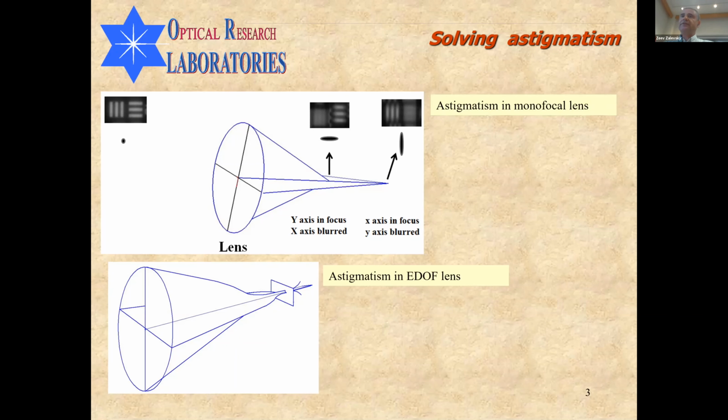Now, it is true that for astigmatism, there are other solutions. For instance, in spectacles, you have cylindric lenses, and in contact lenses, you have toric contact lenses.